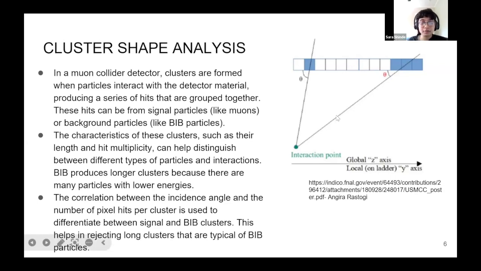This is a figure which shows that the further you go from the interaction point, the angle formed reduces, whereas closer to the interaction point, you have a bigger angle. Correlation between the incidence angle and the number of pixel hits is used to differentiate between signal and BIB clusters. This helps in rejecting long clusters that are typical of BIB particles.